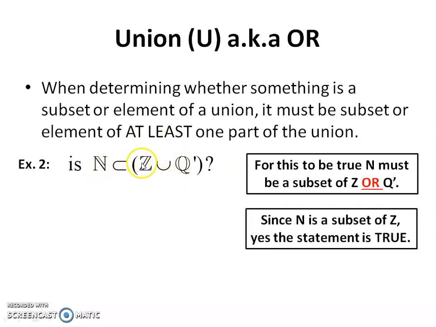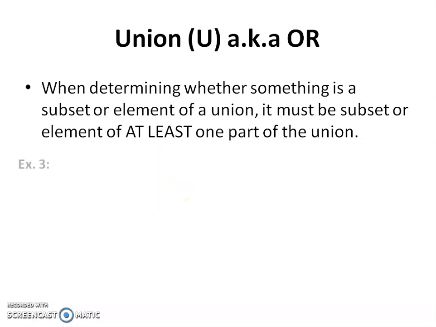If it's a subset of one, that is good enough. It has to be one or the other. So you can go through and check both statements. Is N a subset of Z? Yeah. Is N a subset of Q prime, the irrational numbers? No. But because this one was a yes, because N is a subset of Z, that's good enough. One is good enough when you're talking about union. That's not true for all symbols, but it is true for this one.